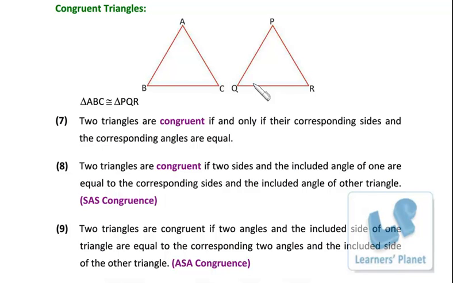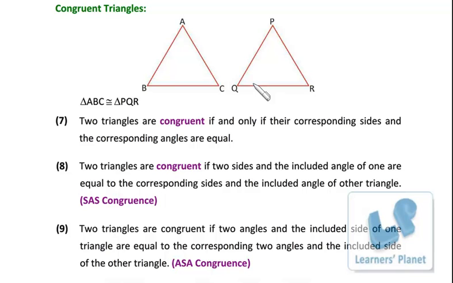See friends, similar triangles and congruent triangles are different concepts. In the case of similar triangles, the two triangles are similar to each other in shape but not in size. In congruent triangles, the two triangles are the same in size. Okay, so that's the major difference between the two.